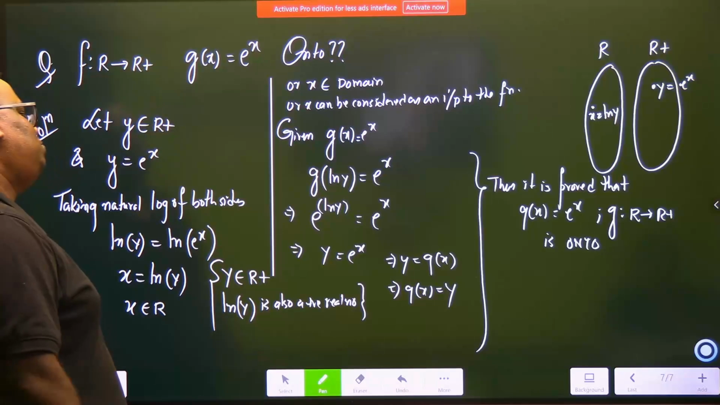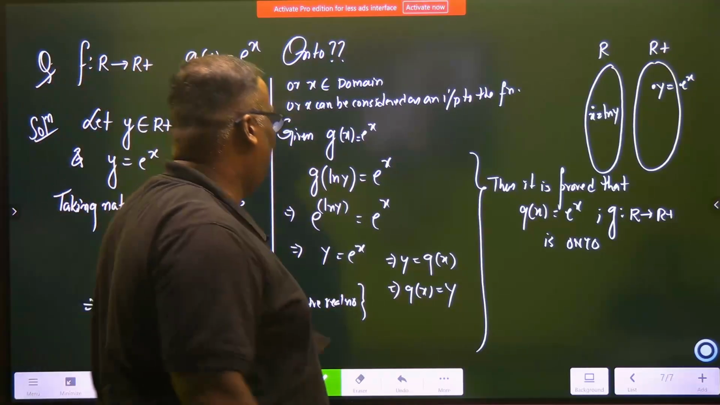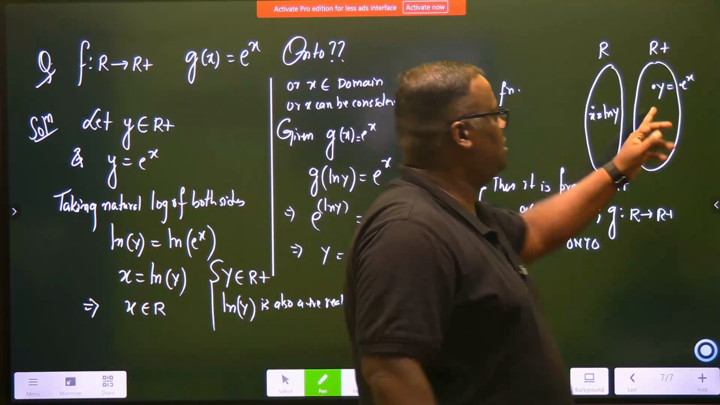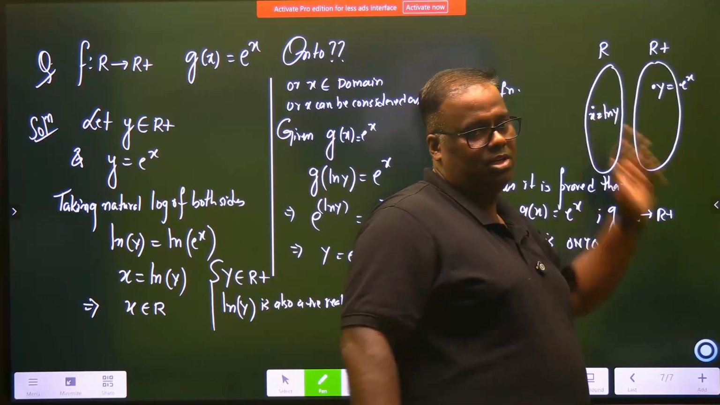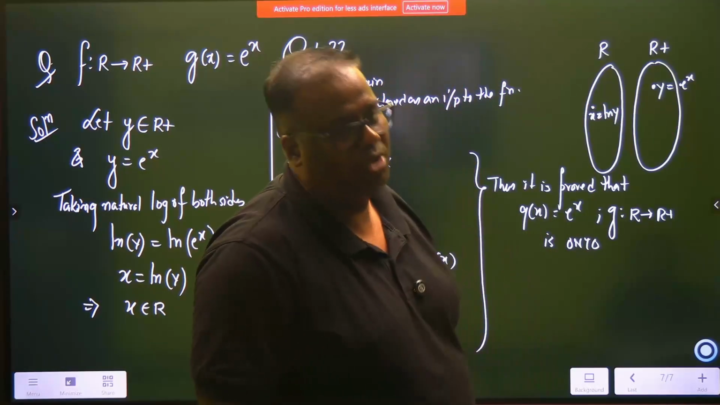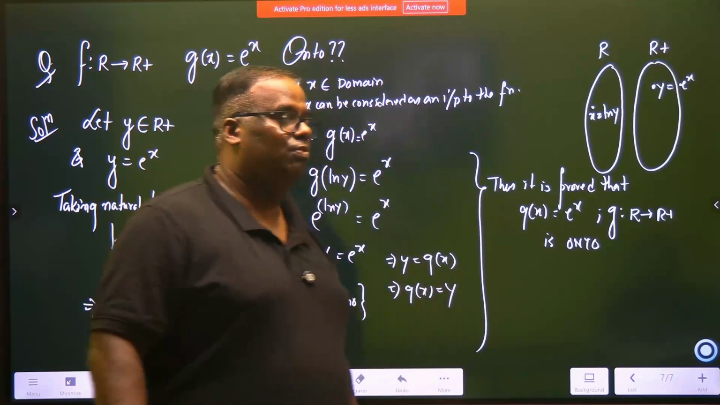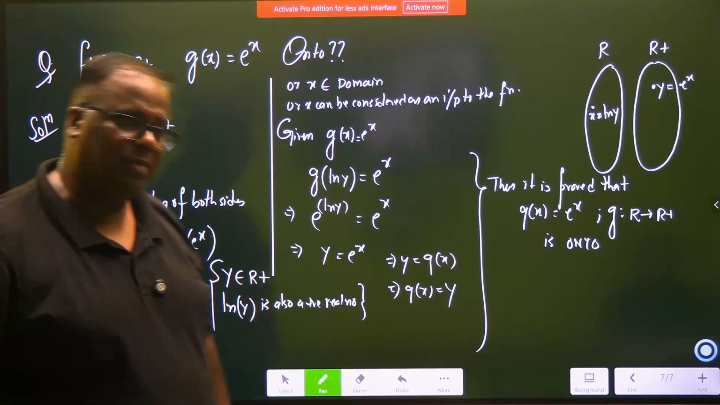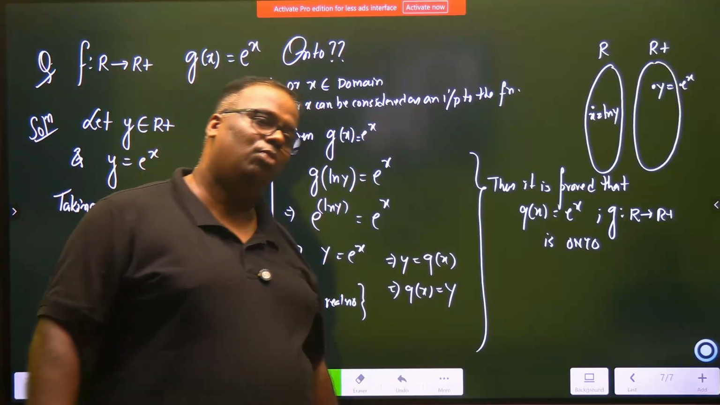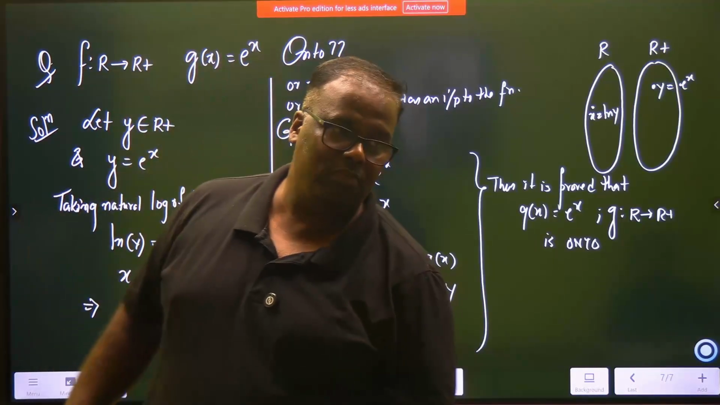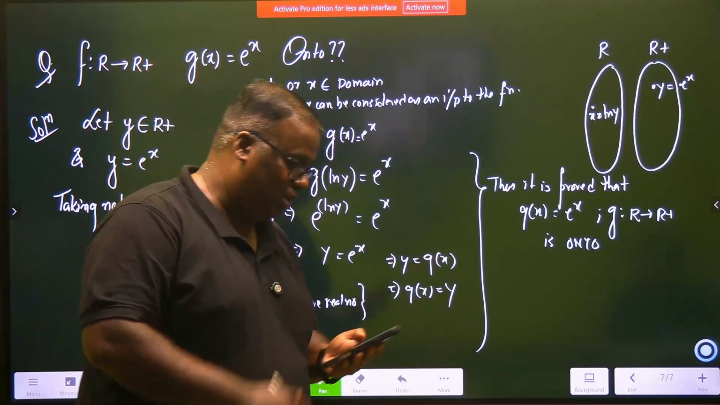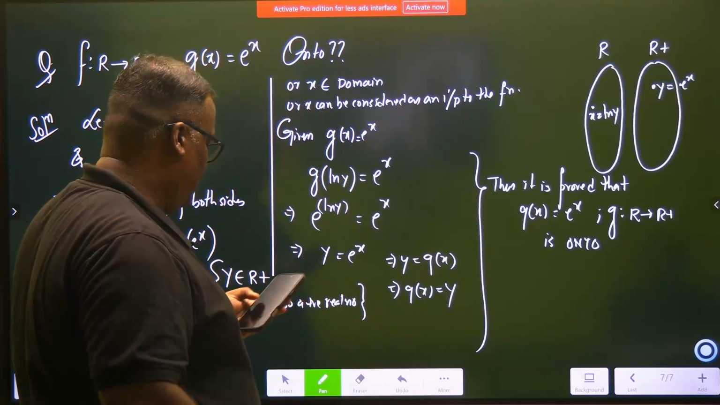Thus, it is proved that g of x is onto. How did you prove it? Because we found a y that belongs to the codomain, and for this we established a relation that f of x is equal to, sorry, g of x is equal to y. Clear? I'll try one more. Okay, one more. Now everything need not be proved in this manner, so I brought one more example, and let's see this example.